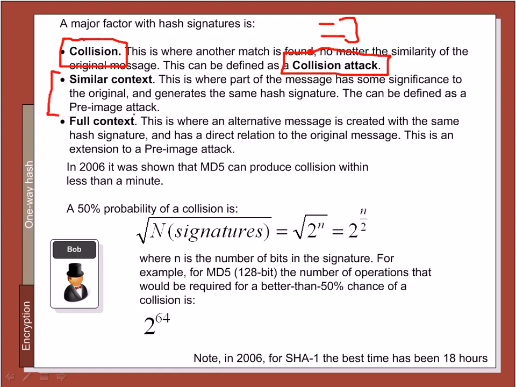More complex than this is that an intruder might be able to create the same hash signature with a similar context for the message. In some way the message has some of the information of the original and creates the same hash signature. And the most difficult, of course, is a full context where the intruder has managed to create the same hash signature and the message itself has the same context.